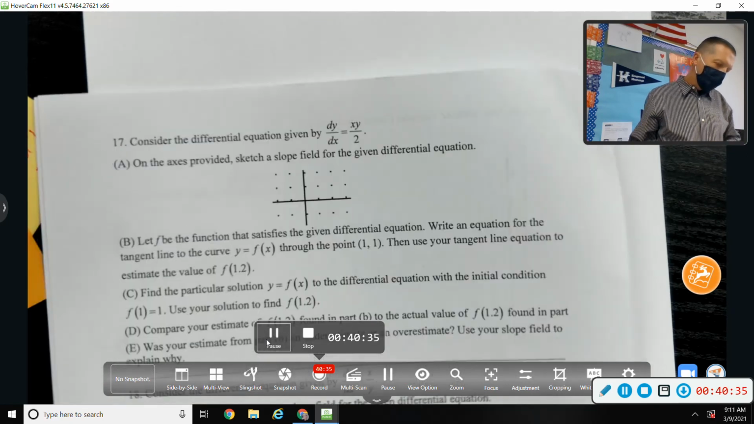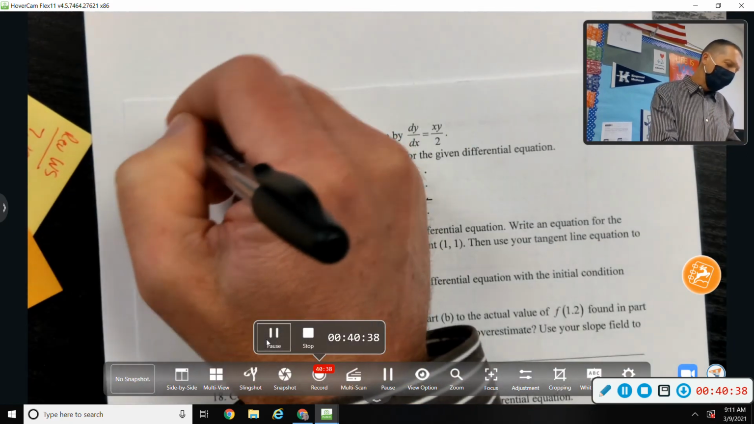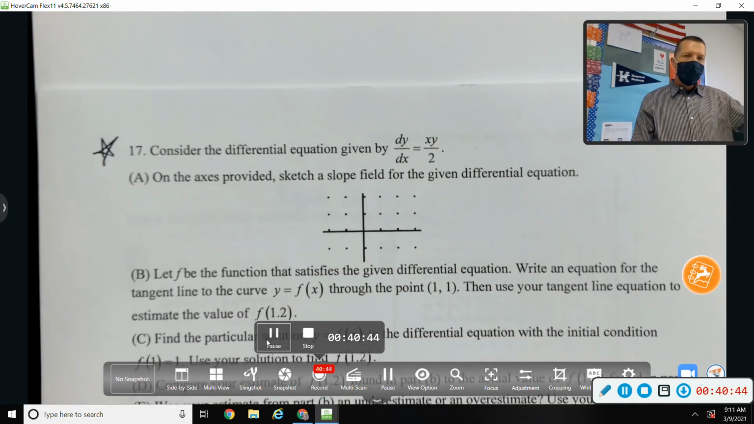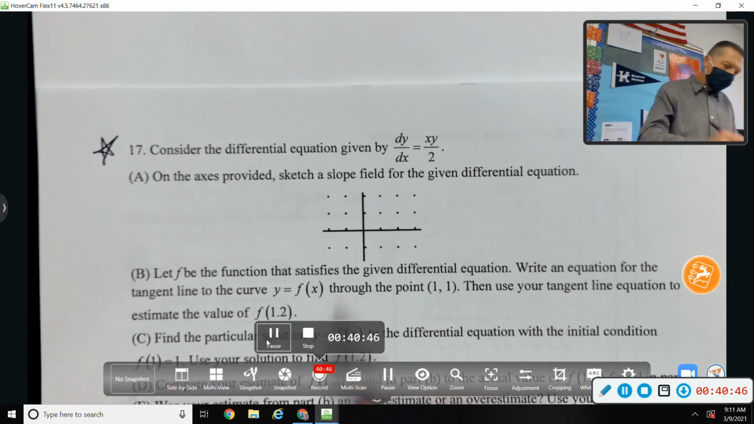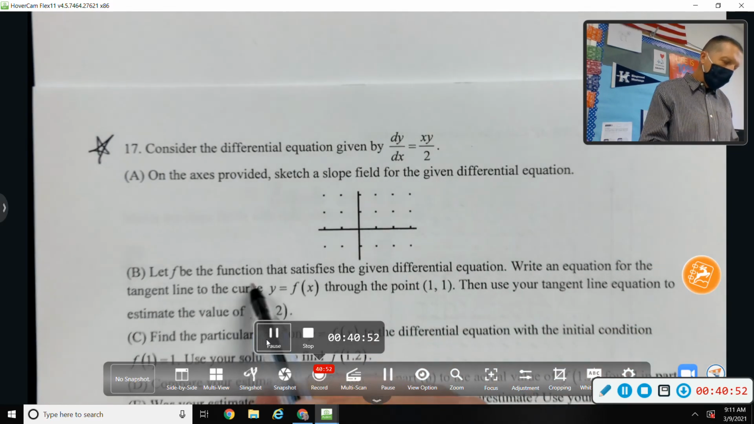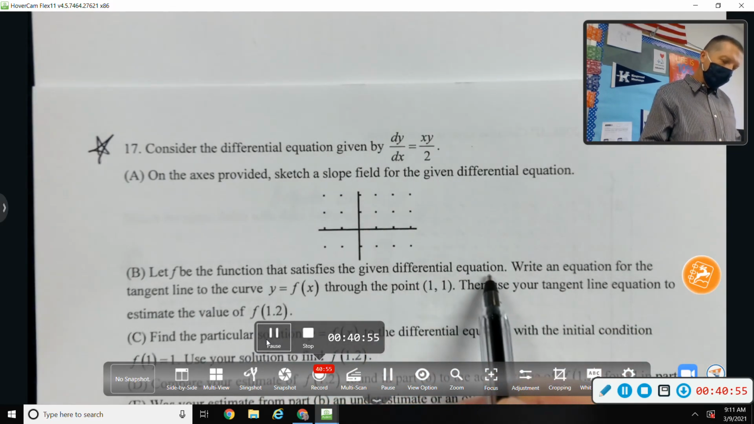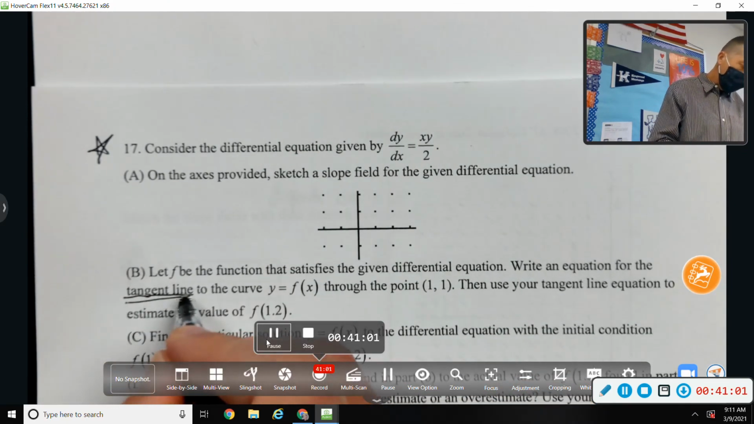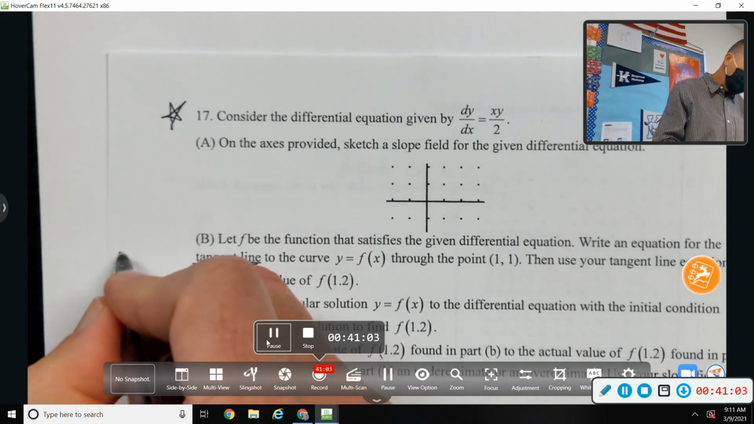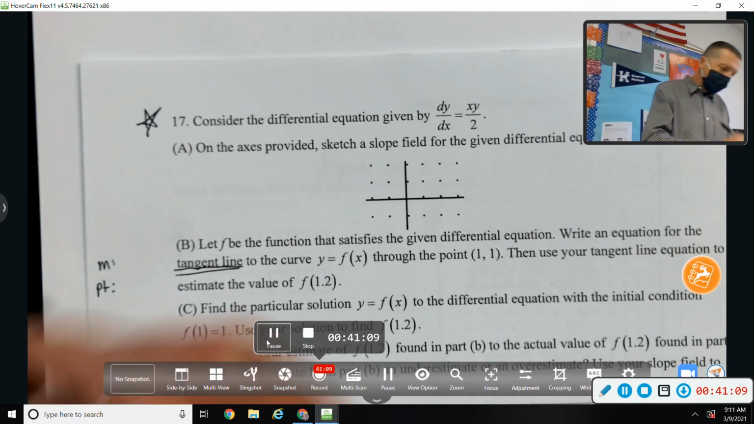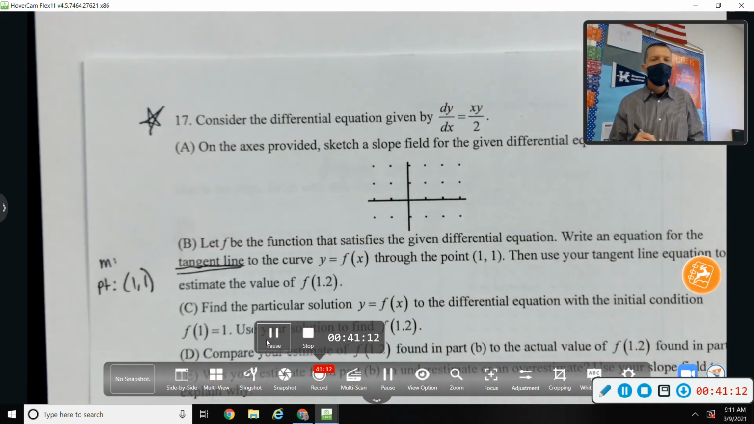Let's look at number 17, and then we'll be done, because there is one like 17 on the test. Consider the differential equation given by that thing. Sketch a slope field. Okay, that's just plugging in points. Let f be the function that satisfies the given differential equation. Write an equation for the tangent line. Okay, we've done that before. We just need a slope and a point to the curve through the point 1, 1. Okay, that's good news. So I'm halfway home now. Point's 1, 1.